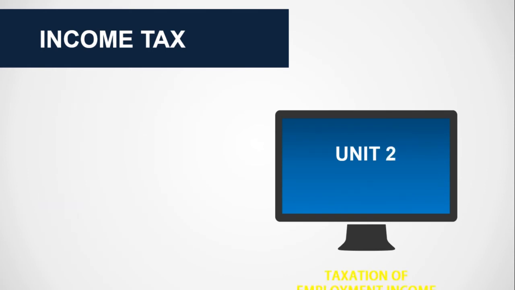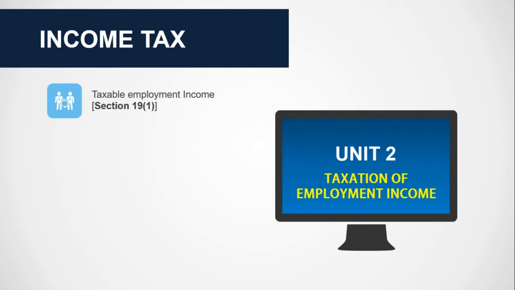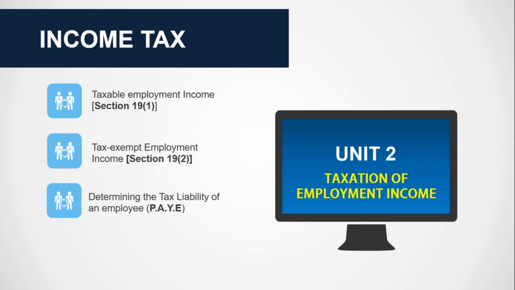Then Unit 2, we shall move into the taxation of employment income, and of course shall look at the taxable employment income, Section 19, subsection 1. We shall look at the tax exempt employment income, Section 19, subsection 2. We shall look at the determination of tax liability for employees, which we always refer to as the pay as you earn system. We shall look at the preparation and filing of PAYE returns.